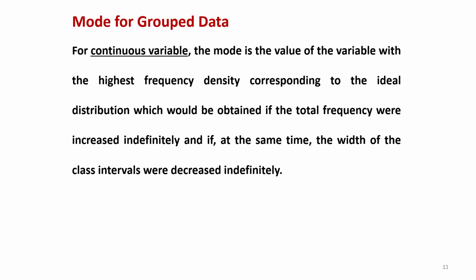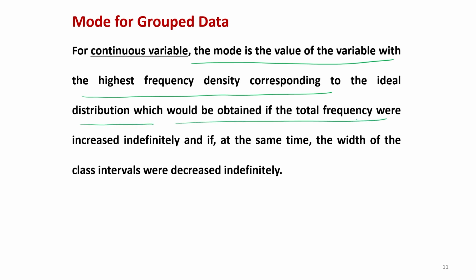So now we come to group data, and we try to learn how we can find out the mode of the group data. For a continuous variable, the mode is the value of the variable which has got the highest frequency density corresponding to the ideal distribution, which would be obtained if the total frequency were increased indefinitely and if at the same time the width of the class interval were decreased indefinitely.